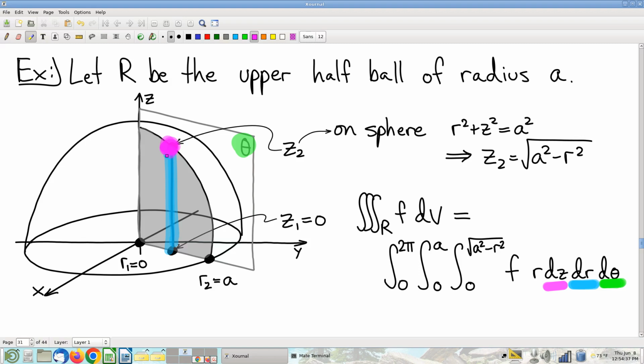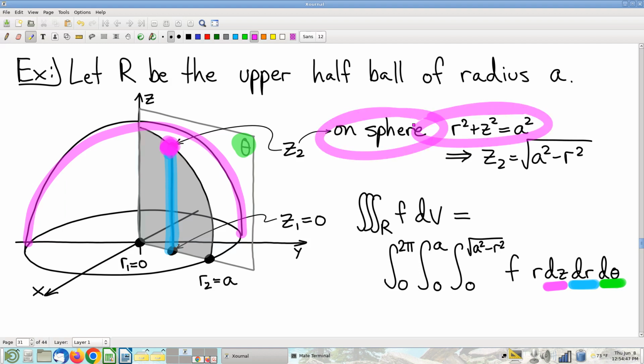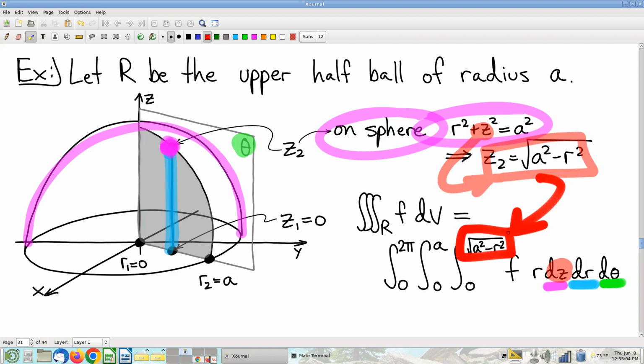What does the picture tell us? The picture tells us that that point is on this sphere. The sphere has this cylindrical equation. And again, don't move too fast. We have to remind ourselves what we're looking for is a value of z. So I need, in this equation, to solve for z. That is my upper bound for z.